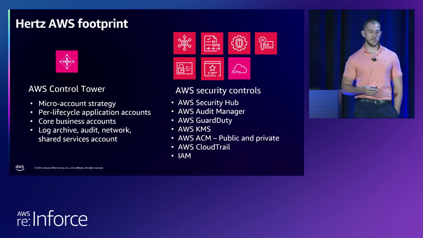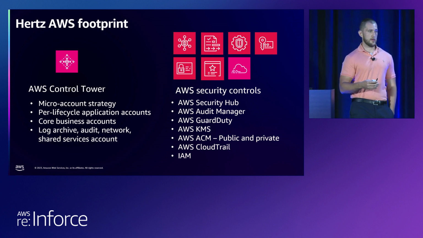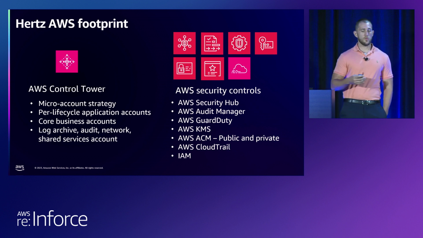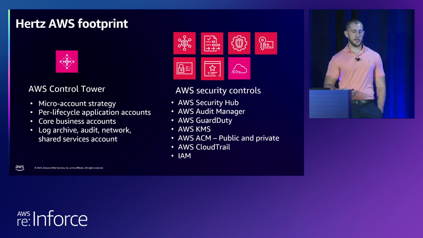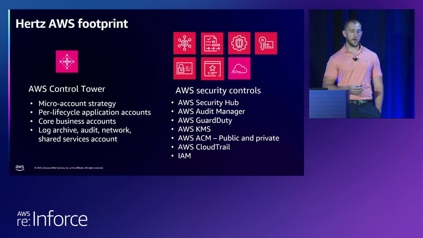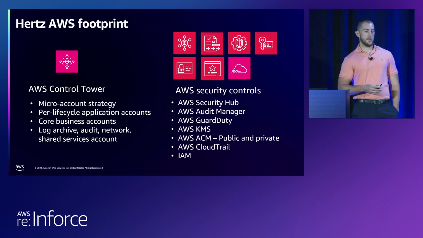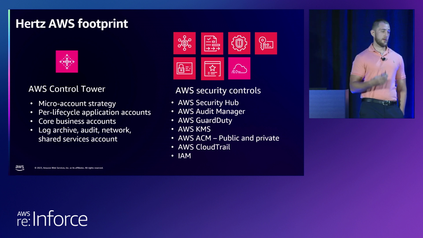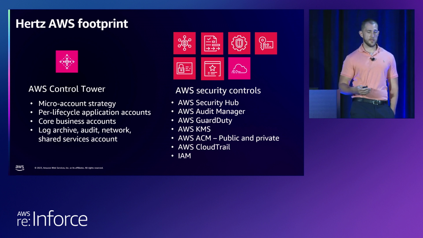We're currently using Security Hub at the organizational level. We use this for centralized compliance findings. We're running CIS 1.2 scans against all of our accounts, PCI scans, AWS best practice scans. We use AWS Audit Manager as well. This is a great tool for us.